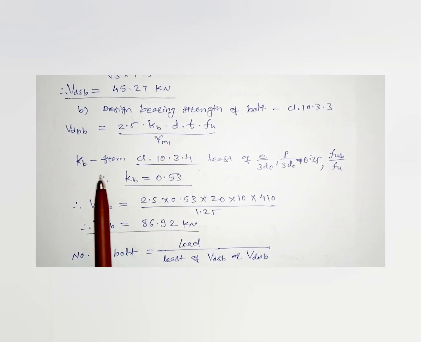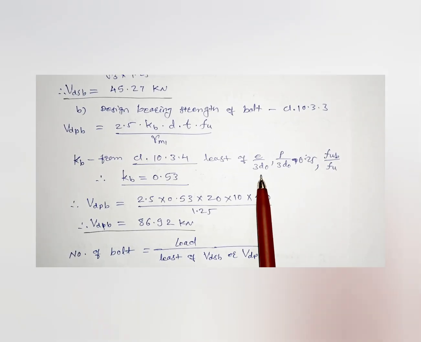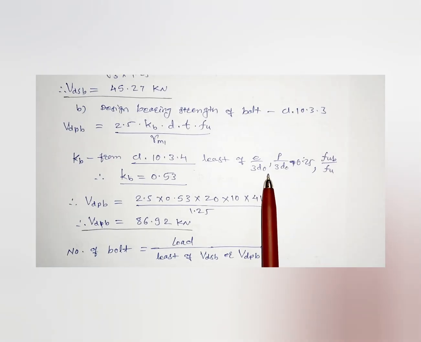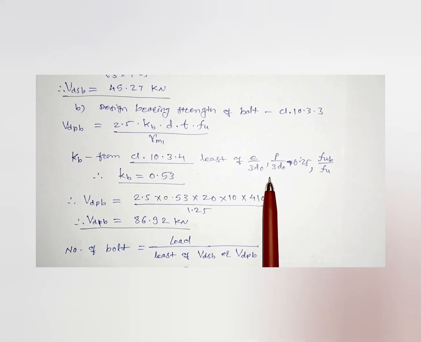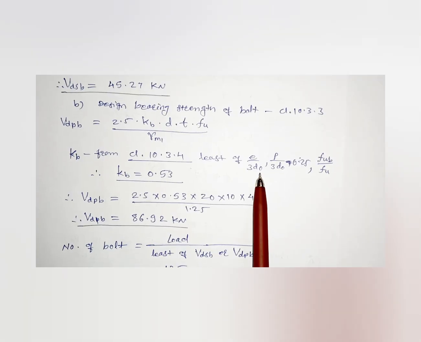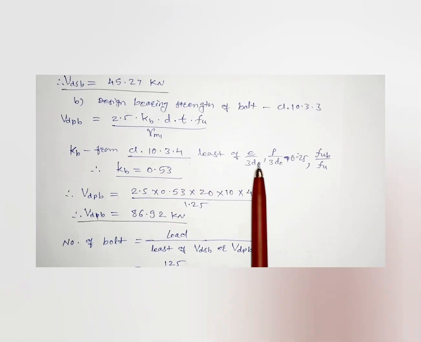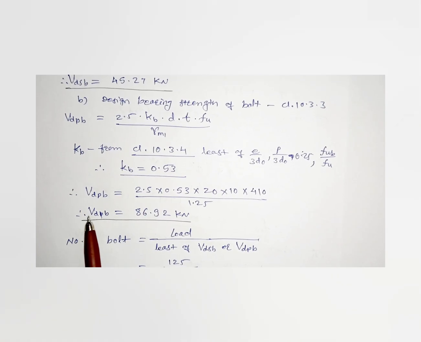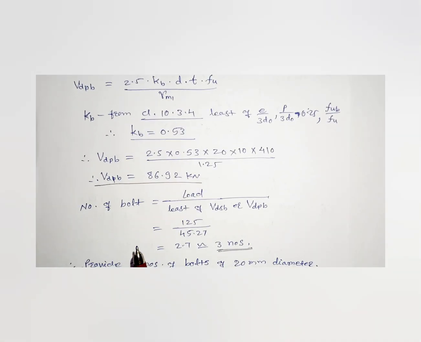Here KB, we can take the least of these given formulas, that is e upon 3d0, where d0 is the diameter of hole. If our diameter of bolt is 20, then the diameter of hole is 20 plus 2, so 22 is our diameter of hole, that is d0. Likewise we can determine all three values. From the least of these values we get the final value for KB. After putting all these values in this formula, we get the design bearing strength of the bolt.